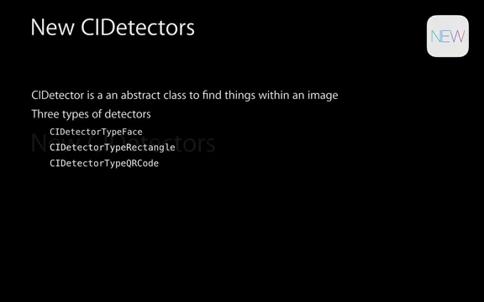Another area we've made some improvements in Core Image is CI detectors. So what is a CI detector? Well, CI detector is an abstract class that allows you to help find things within an image. And prior to iOS 8, we had just one type, which was type face, but we've added 2 more. So we now have CI detector type rectangle and CI detector type QR code.